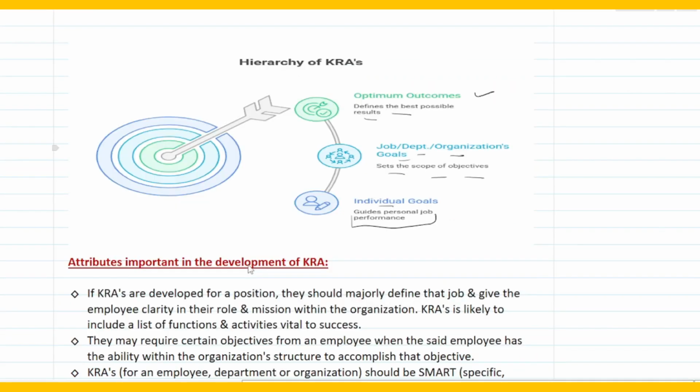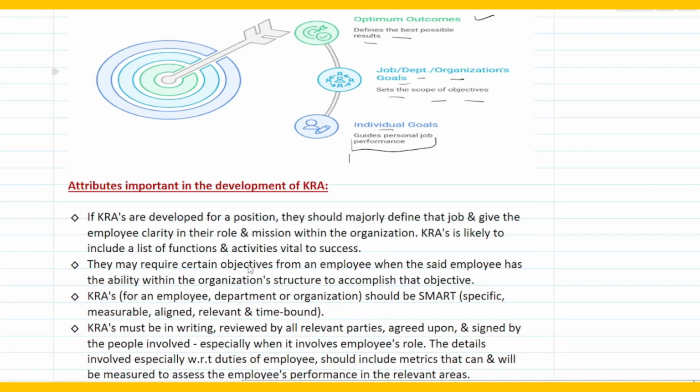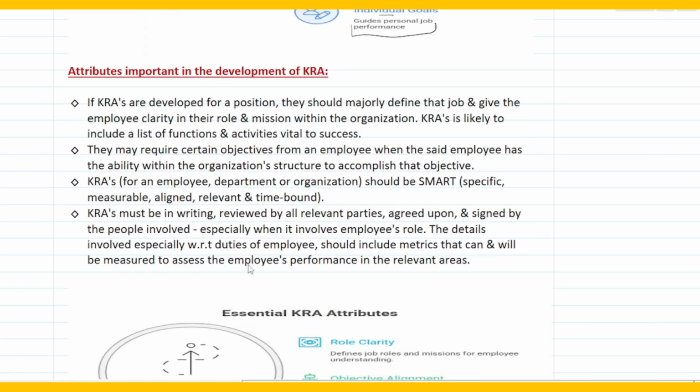Now, what are the various attributes important in the development of KRA? Let's understand these. If KRAs are developed for a position, they should first majorly define that particular job. That's the first and foremost criterion of a KRA, and give the employee clarity in their role and mission within the organization. So it basically defines the job of an individual, and it gives the employee clarity on what kind of role they are supposed to perform and the mission within the organization.